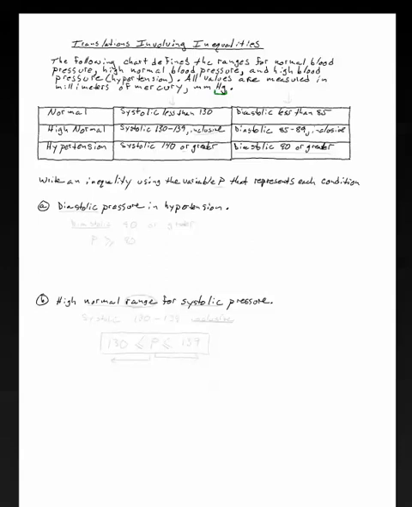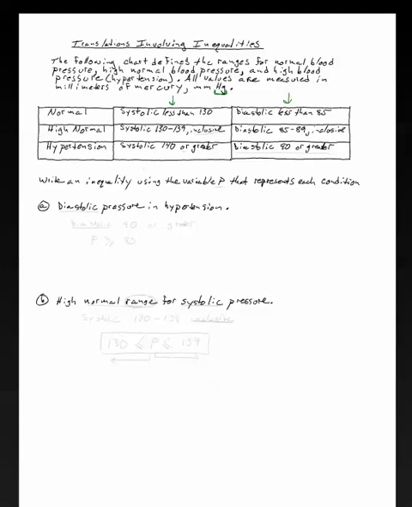So when they say millimeters of mercury, they're talking about how much mercury is displaced, or how far it goes up on the little gauge. So in our chart, we've got three rows, one for normal, one for high normal, and one for hypertension. And if we look at the two columns, the first column is for systolic pressure and the other one is for diastolic pressure.